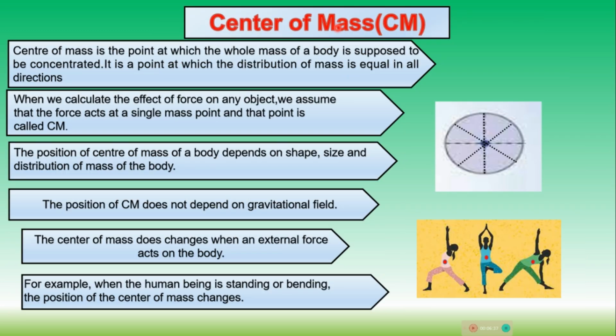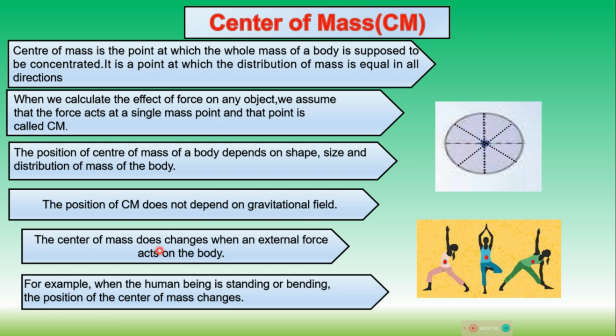Center of mass. The concept of center of mass helps to study the mechanics of many particle systems. When we calculate the effect of force on any object, we assume that the force acts at a single point and that point is called the center of mass. Center of mass is the point at which the whole mass of a body is supposed to be concentrated. It is a point at which the distribution of mass is equal in all directions. The position of center of mass of a body depends on shape, size, and distribution of mass of the body. The position of center of mass does not depend on gravitational field.